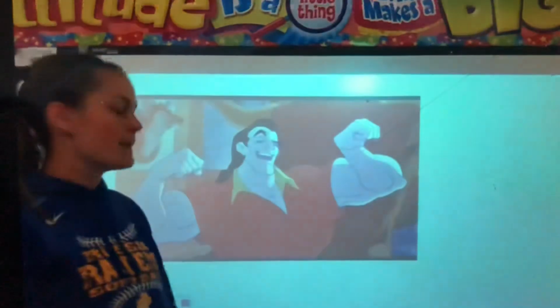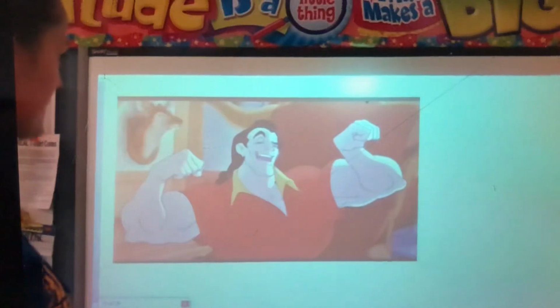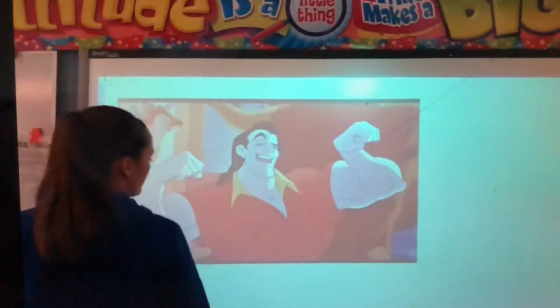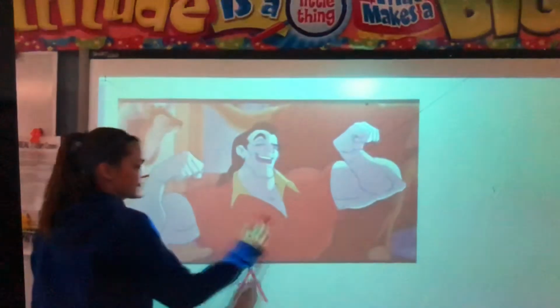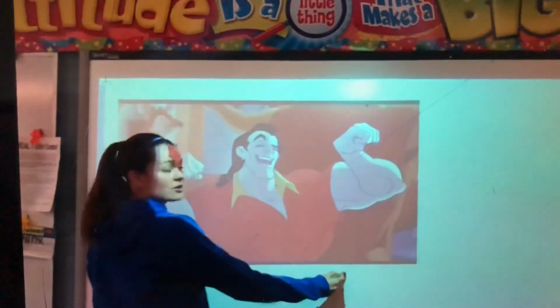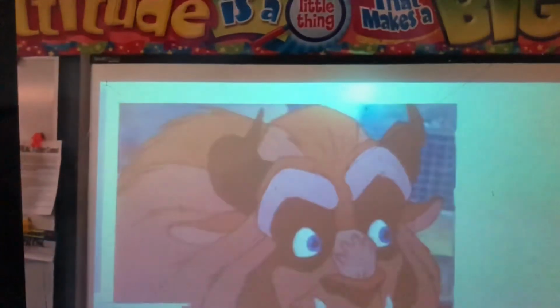Oh yes, look at them biceps. How about this guy right here from Beauty and the Beast? Gaston. Gaston, we would say, is an antagonist. And he is static or dynamic? Static throughout the movie. He doesn't change.